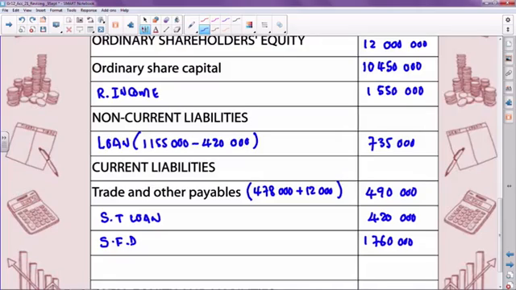Remember, in accounting, you're writing against the clock. So you need to make sure that you maximize the time that you have available to answer the questions that you need to answer. Right.